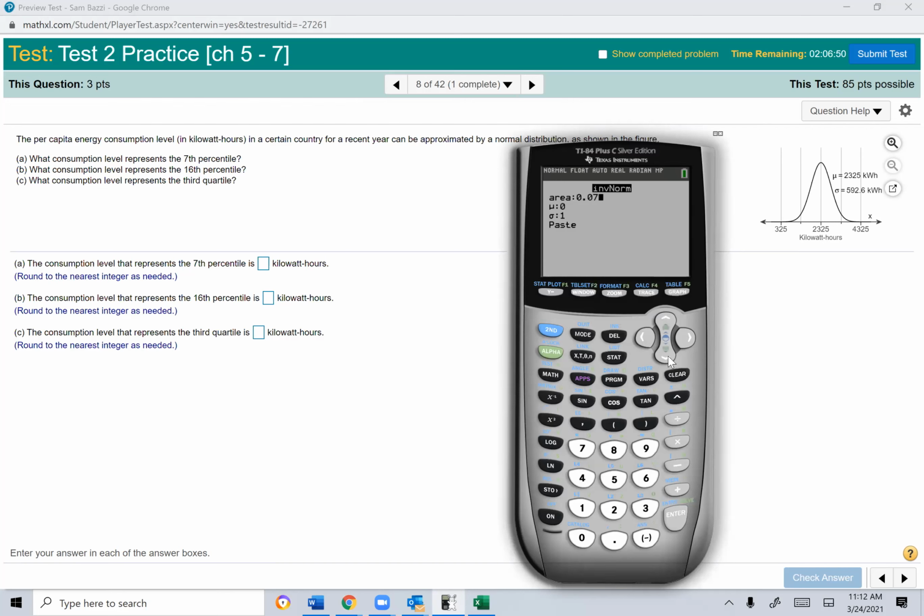0.07. And then the mean is given here, 2325. So it's not the Z, it's an X value. And 592.6. Paste. 1450.44. What did he say? Round to the nearest integer. So it will be 1,450. For the next one, what consumption represents a 16th percentile?